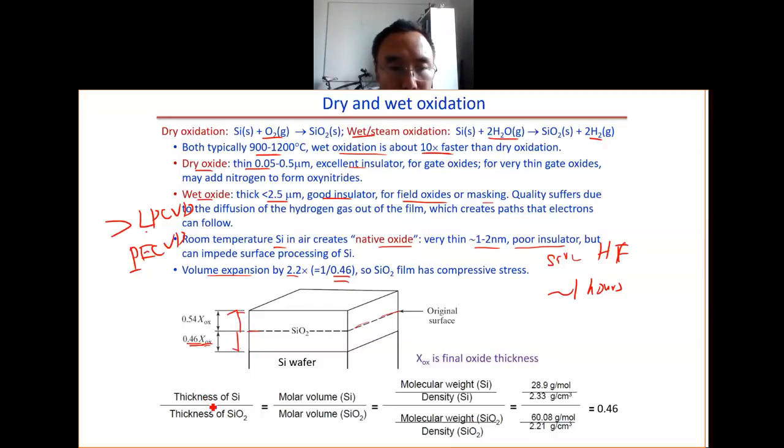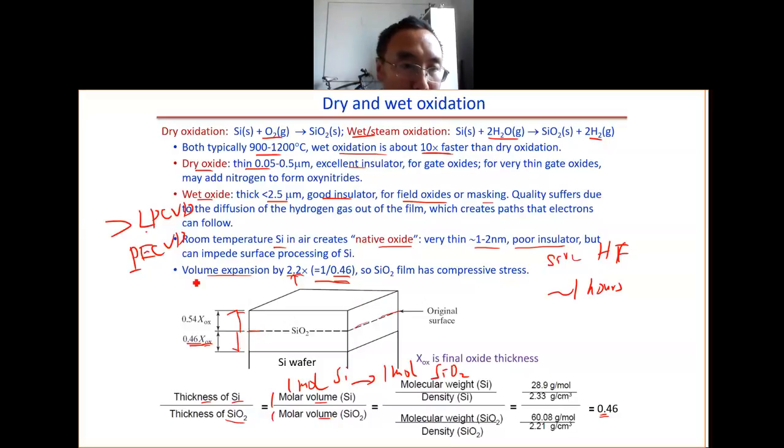So here we can calculate. We want to know the thickness of silicon and the thickness of the silicon oxide during this process. The molar volume ratio between the silicon and the silicon oxide, because 1 mole of silicon will give 1 mole of silicon oxide. So we can get the volume for 1 mole of silicon and 1 mole of silicon oxide. For 1 mole of silicon, the volume is given by molecular weight, so 1 mole is 28.9 grams, and the density is 2.33 gram per cubic centimeter. So this is the volume for 1 mole. The same thing for the silicon oxide. Then we get this number, 1.46. So the reverse, 1 over 1.46, gives you this number. So this is the volume expansion.